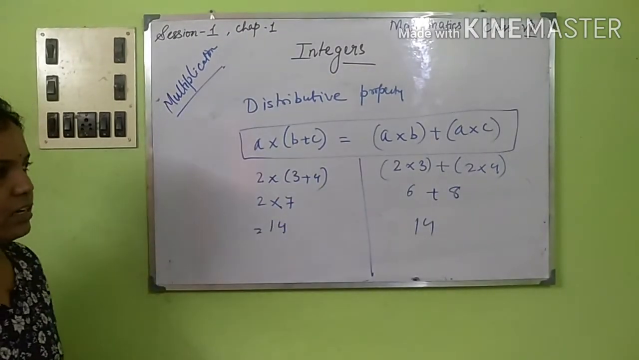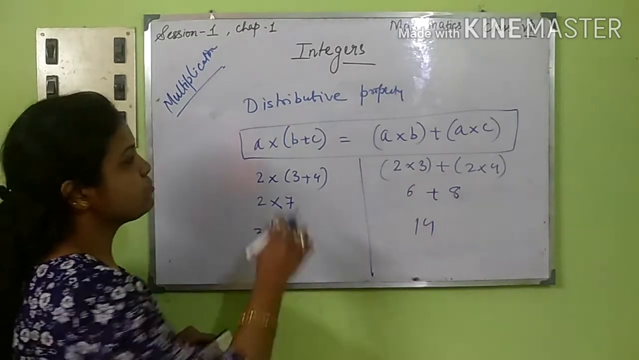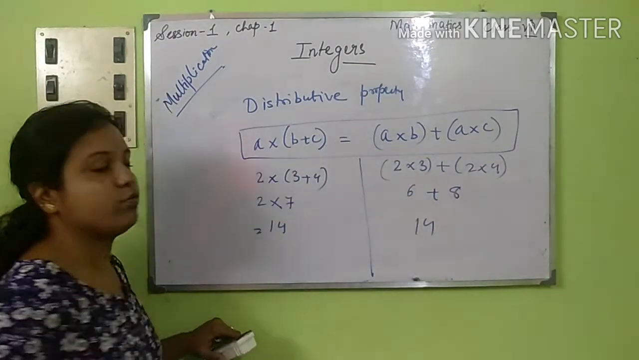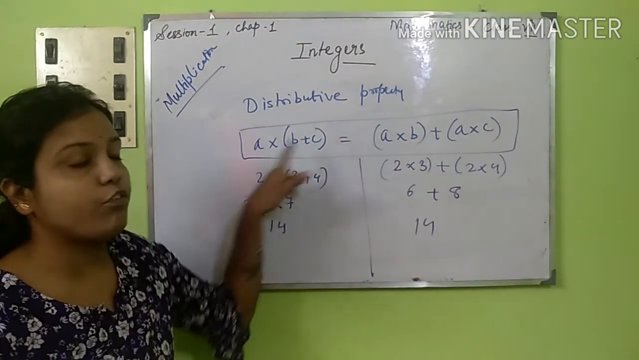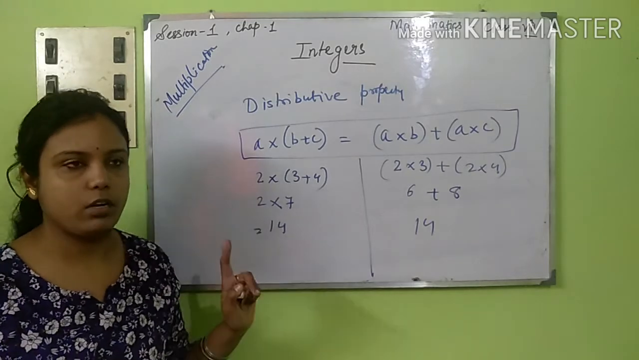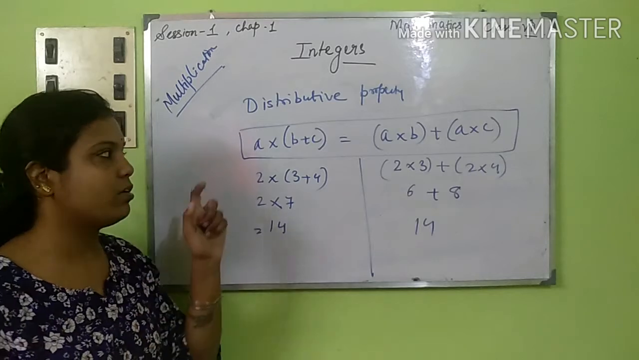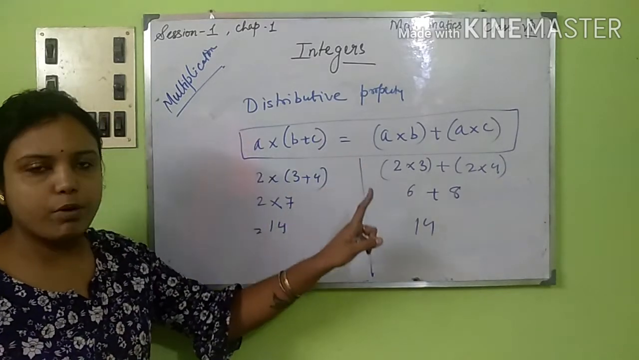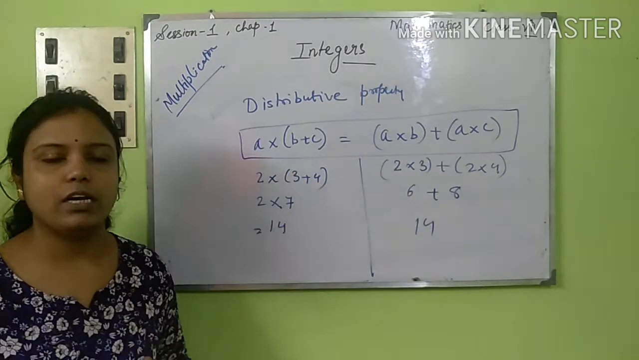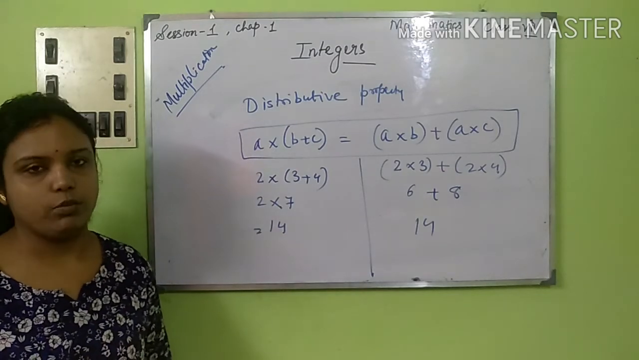As you can see, the results are the same. So this particular property is your distributive property. Please remember the formula for this. It's very important. Okay, if you are given two or three numbers and asked to prove the distributive property, you will do it according to this particular formula.